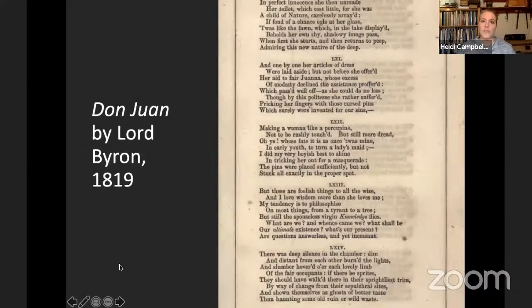References to pins also show up in literature. Lord Byron, the author of the well-known epic poem Don Juan, writes here, "Pricking her fingers with those cursed pins, which surely were invented for our sins, making a woman like a porcupine, not rashly to be touched." So, as you know, this is the long story of Don Juan and his seduction of women. This is something that is being described, that even in the early 19th century, there were still more pins than he would like to have in women's clothing.